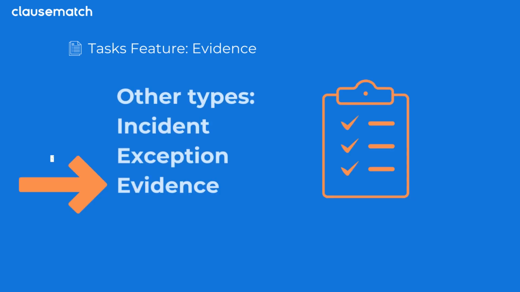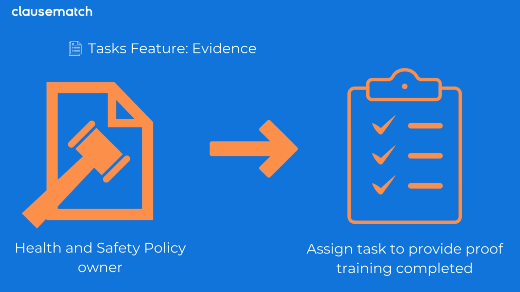Finally, we have evidence. This type is for gathering audit evidence to show compliance. For example, if you're the health and safety policy owner, you might assign a task to someone to provide proof that the required safety training has taken place.